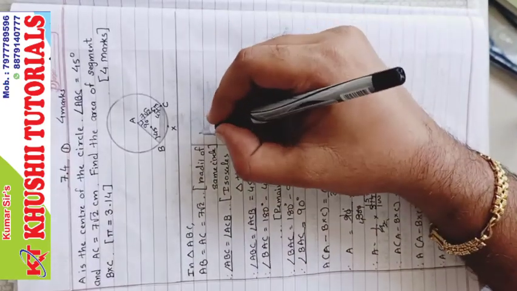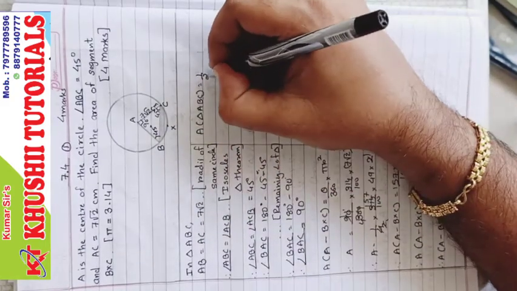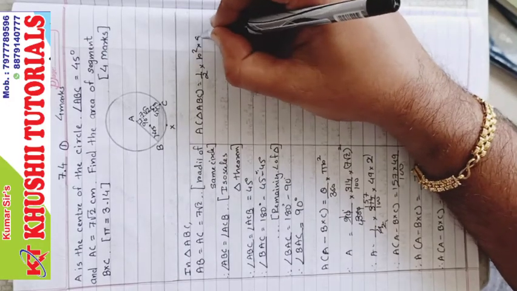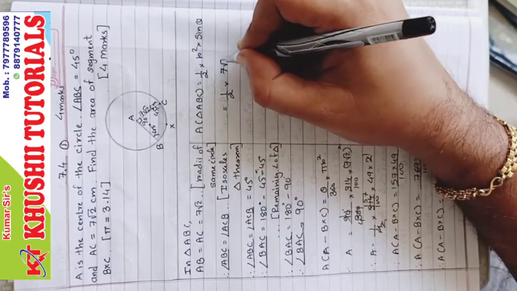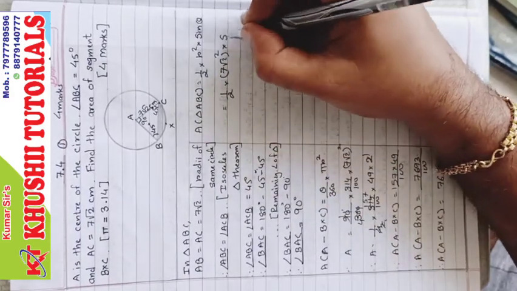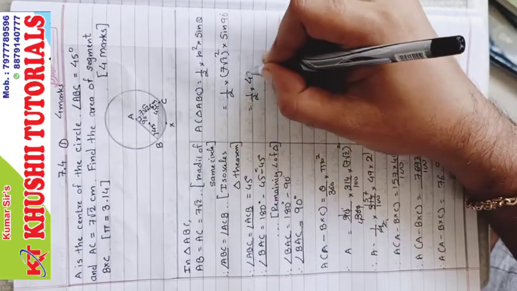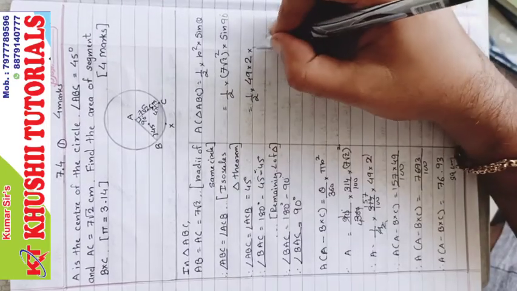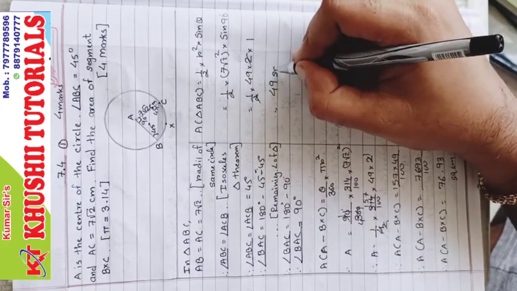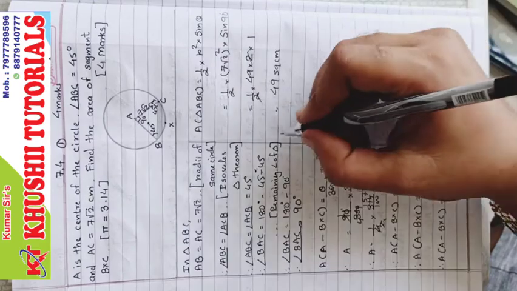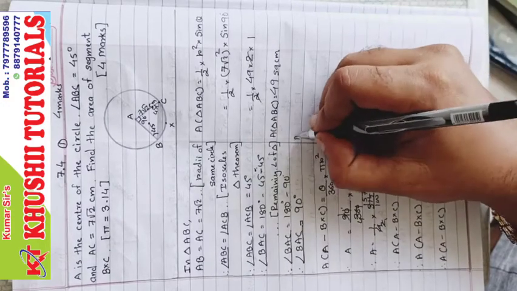Now area of triangle. Area of triangle ABC equals half into r square into sine theta, equals half into 7 root 2 square into sine 90 degrees, equals half into 7 square 49, root 2 square 2, into sine 90 which is 1. 2 got cancelled. 49 ones are 49 square centimeter. That is the area of triangle ABC.